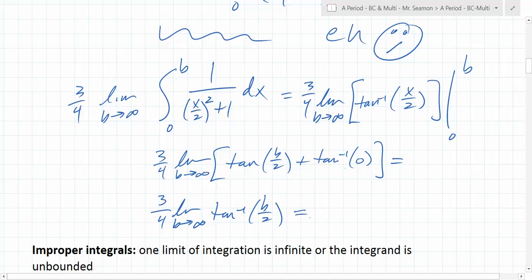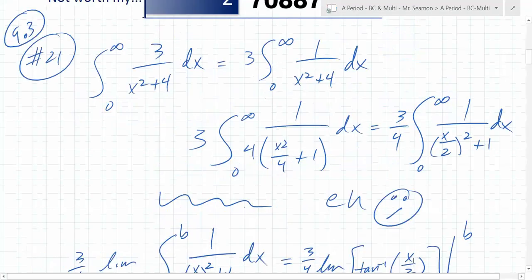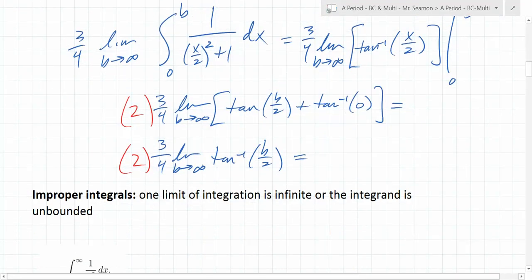It's 3 over 2, not 3 over 4, because according to chain we have times 1/2. Did I pull it out wrong? Oh, it is, because according to chain we have times 1/2. Now that you put that out front, what do you end up with? Now we can do this.